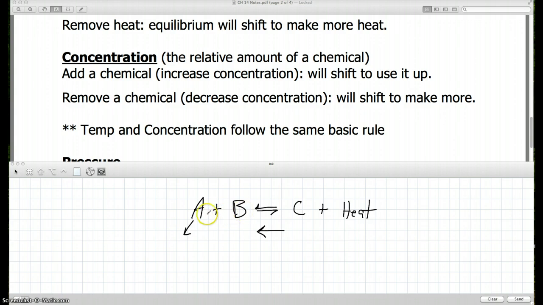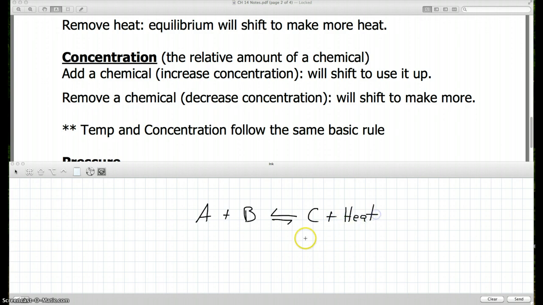And same thing as if I added a chemical. If I added a bunch of B into the container, well, all that extra B, it doesn't want that extra B. It was happy, it was at equilibrium before I messed with it, and then I went and messed with it by adding more chemical B. Well, it's going to want to use up that extra chemical B.